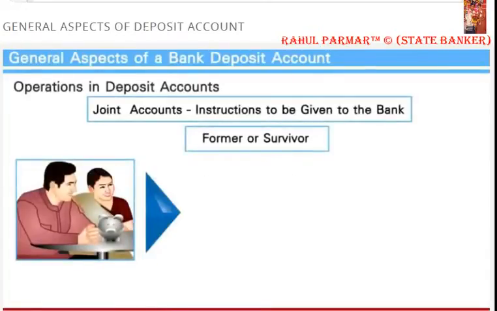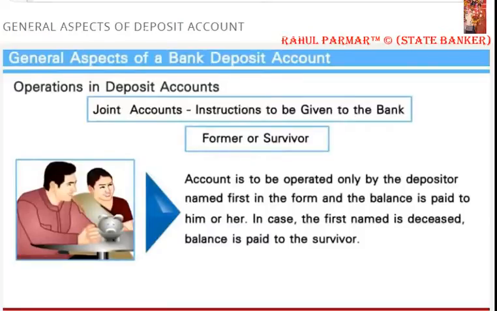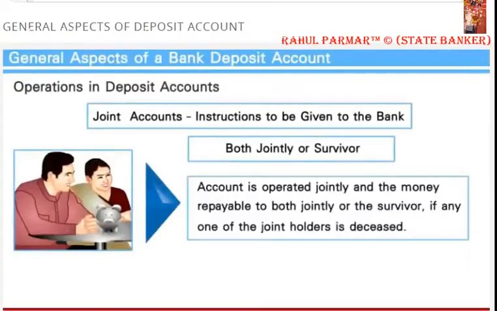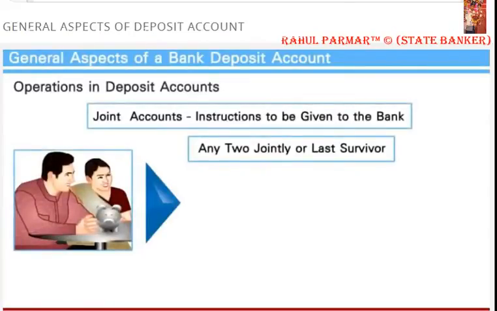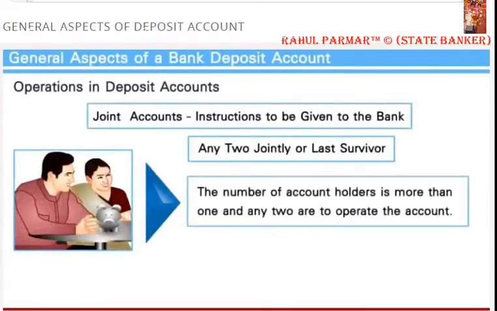The former or survivor account is to be operated only by the depositor named first in the form, and the balance is paid to him or her. In case the first named is deceased, the balance is paid to the survivor. The both jointly or survivor account is operated jointly and the money is repayable to both jointly, or to the survivor if any one of the joint holders is deceased. The any two jointly or last survivor account is applicable when the number of account holders is more than one, and any two are to operate the account.